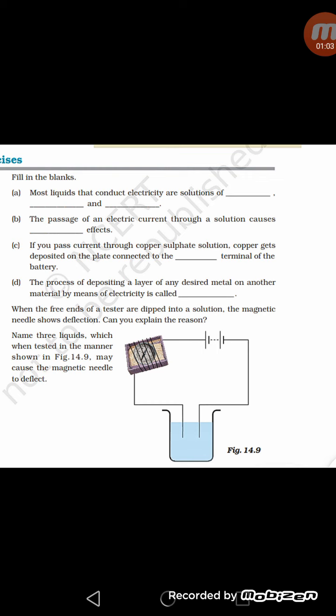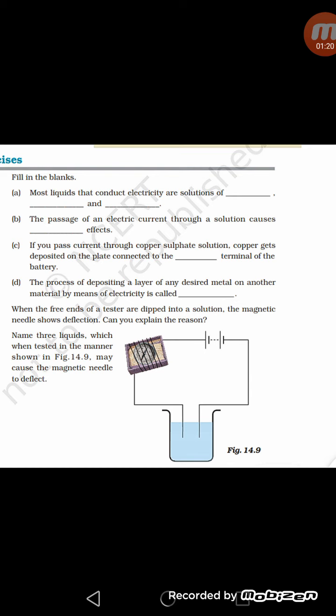In D part, the process of depositing a layer of any desired metal on another metal by means of electricity is called electroplating. So electroplating is the method of depositing any desired metal on another metal by means of electricity.